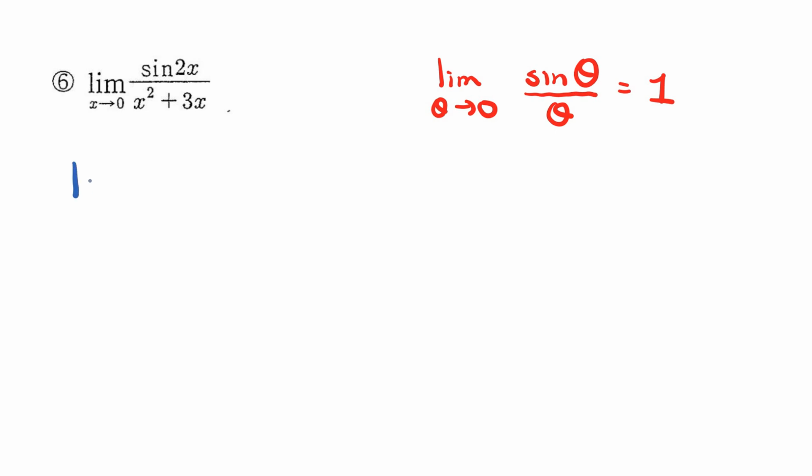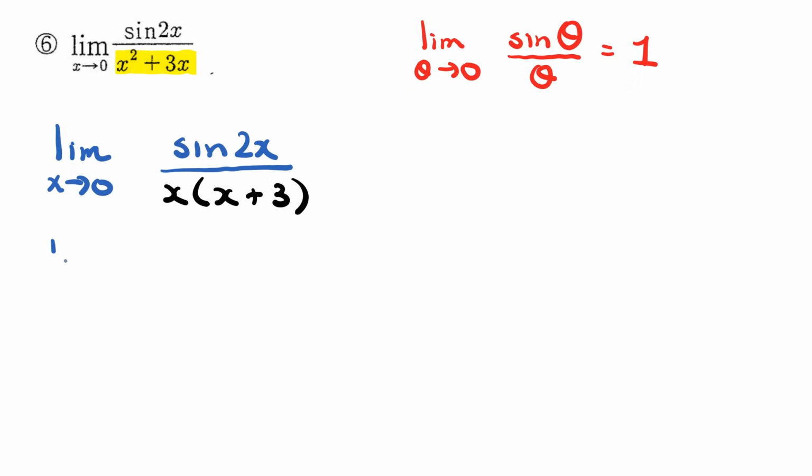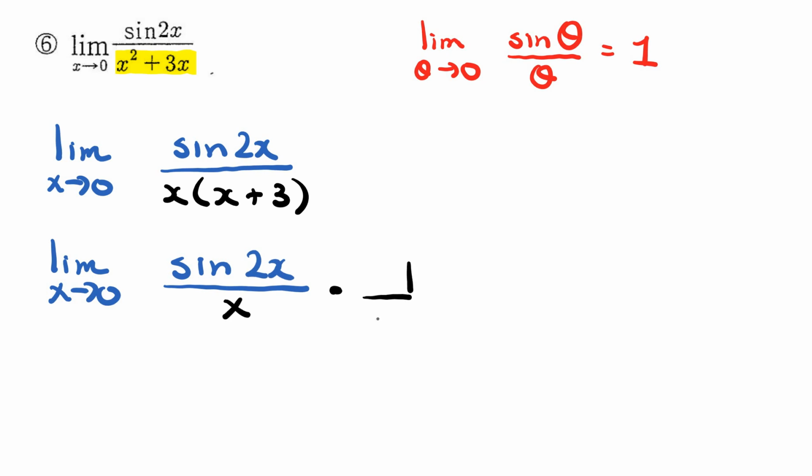All right, another limit problem with a trig function there. So limit as x goes to 0. Now the sine 2x I can leave alone. Now on the denominator here, I guess I can factor out an x. So x times x plus 3. Okay, and then what we're going to do is split up this problem here as sine 2x divided by, all right, I'm going to put the x over here, and then I'll put a 1 there and divided by x plus 3 in brackets. Okay, so we're going to split up that fraction.